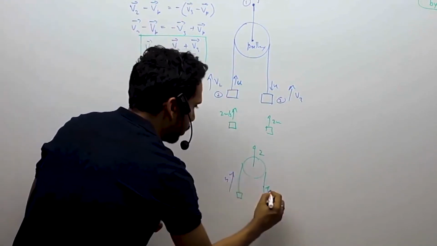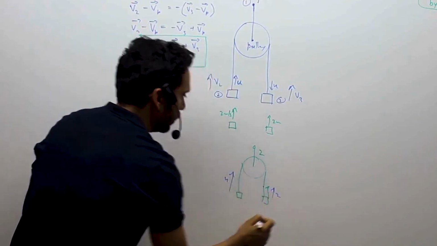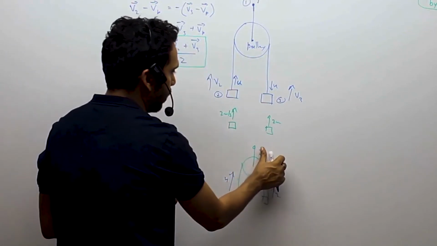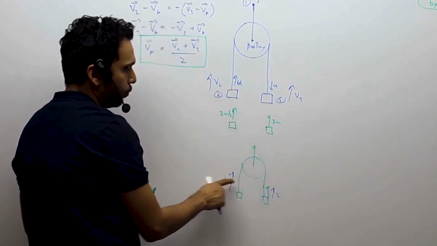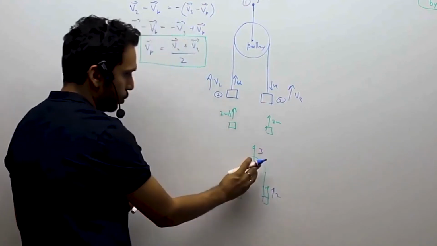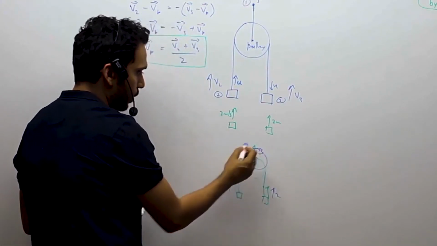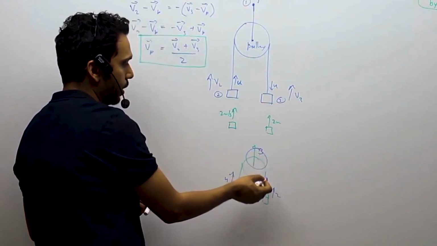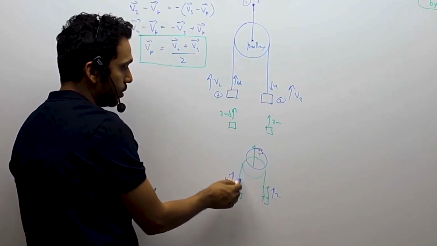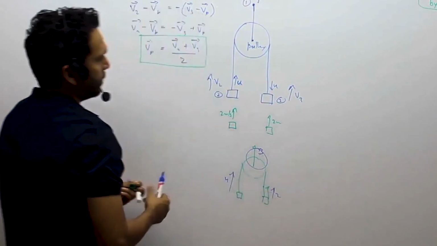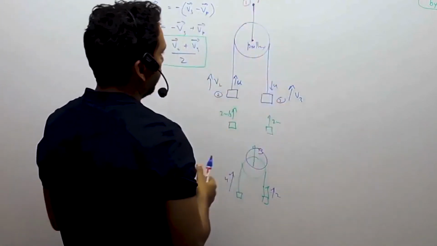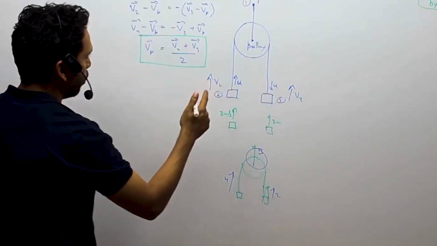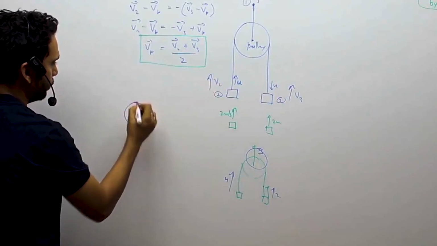If this was 4 and this was 2, then the pulley must be going up with some average speed of 4 and 2, which is 3. The pulley must be going up. Then only it can accommodate this also going up, that also going up, with the string being tight. So for our convenience, I have written everything in one direction. So let us just apply this in one or two more situations.